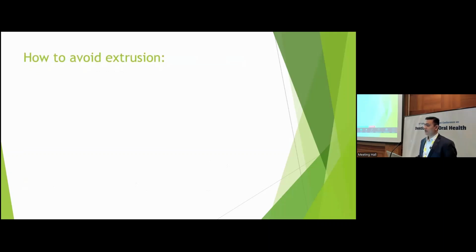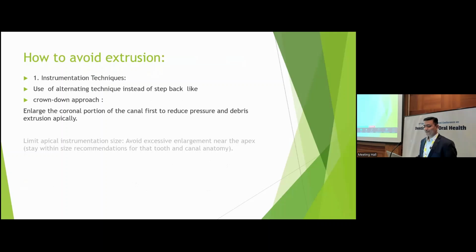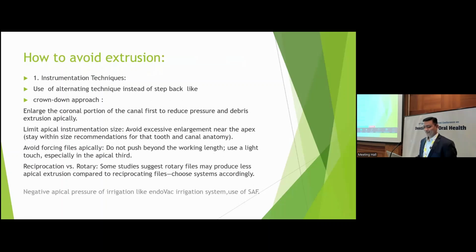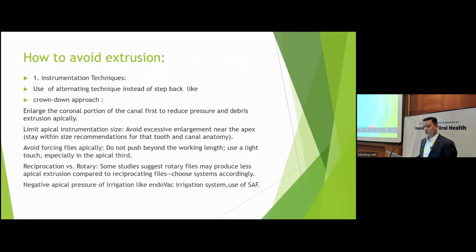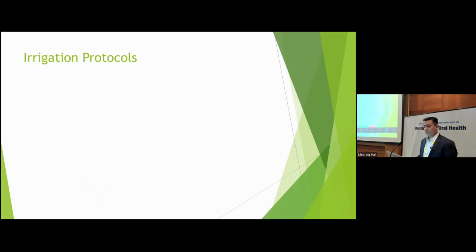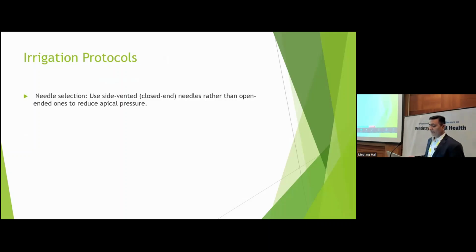How to avoid expulsion now? Instrumentation technique: use an alternative technique. Instead of the step-back technique, you can use the crown-down technique. Reciprocating and rotating instrumentation, you have to choose accordingly. A negative apical pressure irrigation method should be used, like the EndoVac irrigation system or the self-adjusting file irrigation protocol. Side-vented needles are better than open-ended needle irrigation.